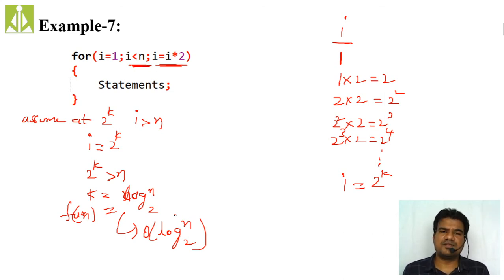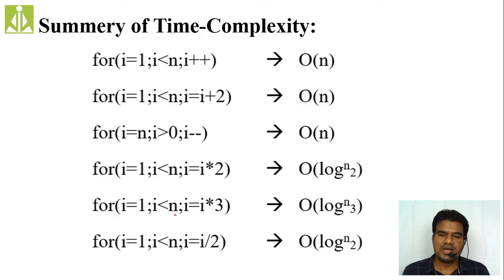We have done different types of analysis for different types of loops, and we got different types of functions and different types of orders. All those things I have summarized over here. So we got these different time complexities. Whenever we take the normal loop, i equals 1, i less than n, i plus plus, we got the time complexity function as order of n. If you are incrementing i plus 2, at that point also we got order of n only. I minus minus, if you are going in reverse order, also we got order of n only.